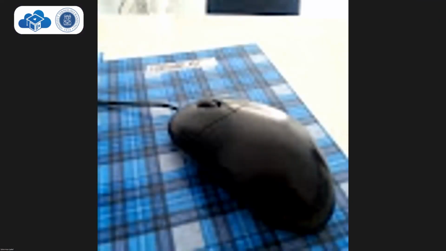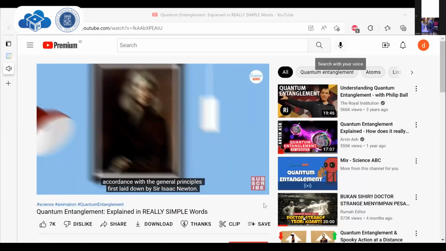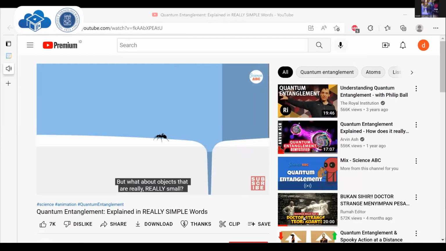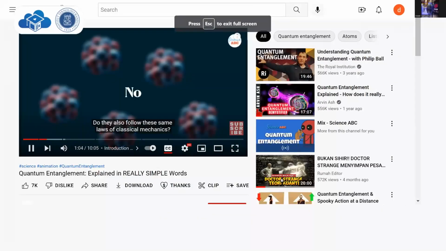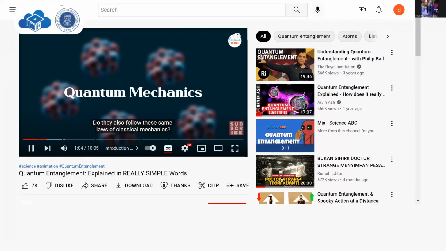Look around you. Everything you see, perceive, and interact with in the real world follows the rules of classical mechanics. This is a study of the motion of bodies in accordance with the general principles first laid down by Sir Isaac Newton. But what about objects that are really, really small? Do they also follow these same laws of classical mechanics? Believe it or not, the answer is no. When things get that small, quantum mechanics takes over, and things start to get extremely weird.